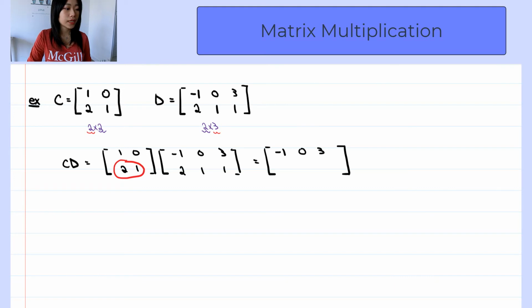Moving on to the second row, we will sum up the elements of the second row from matrix C times the elements from matrix D along the first column. So 2 times negative 1 plus 1 times 2. That is negative 2 plus 2 equals 0.